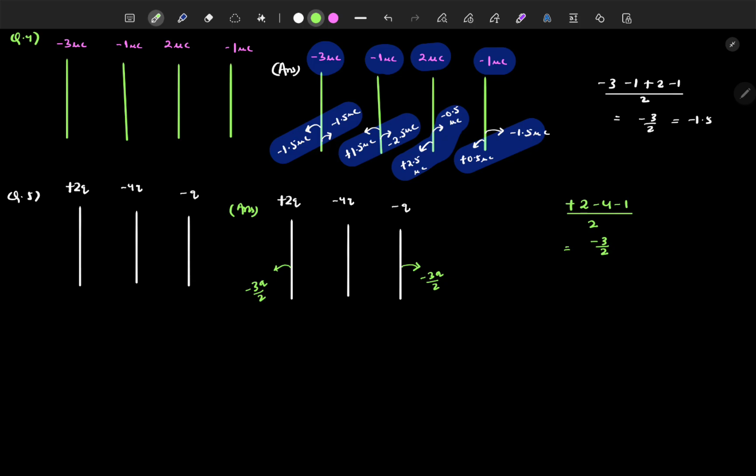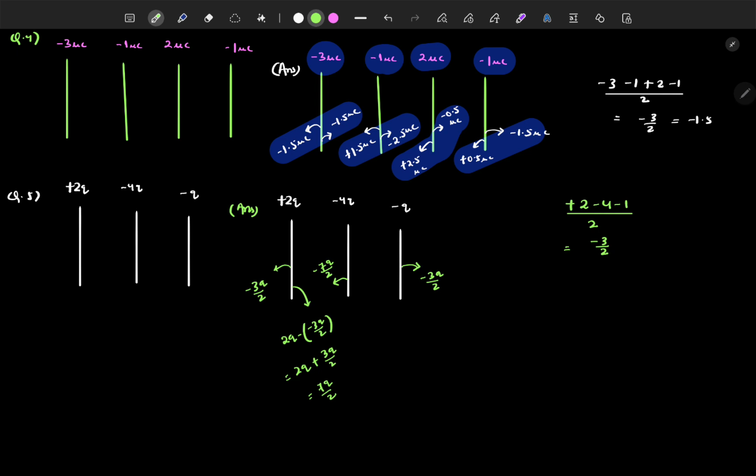Again for the right side of the first plate, the charge available will be the total charge 2q minus minus 3q by 2. So that means 2q plus 3q by 2, that is 7q by 2. So the charge available for the right side of the first plate will be 7q by 2. So due to induction here the charge will be minus 7q by 2.